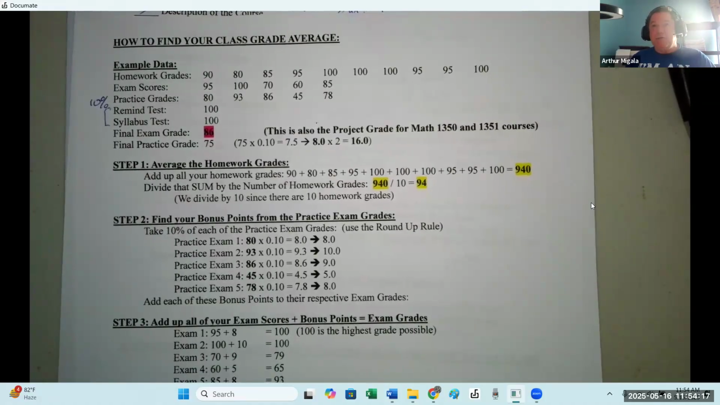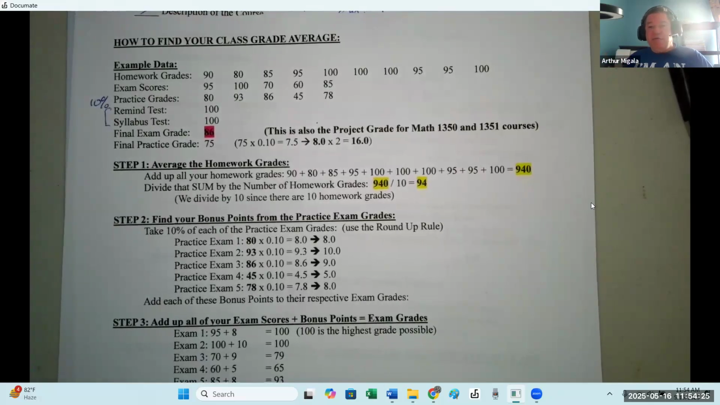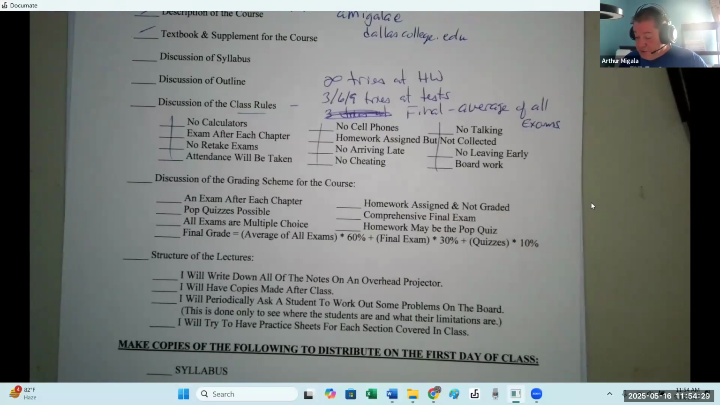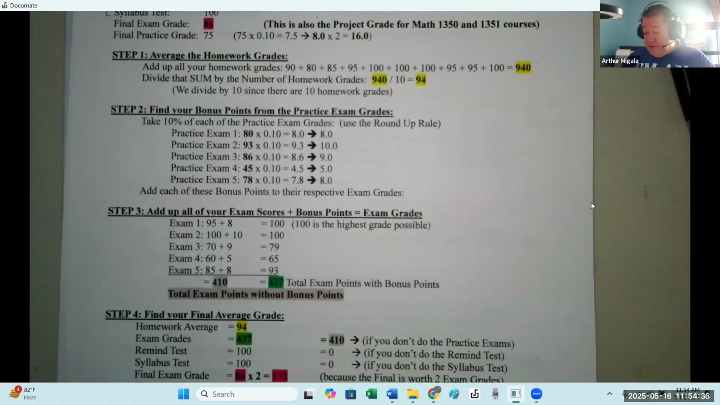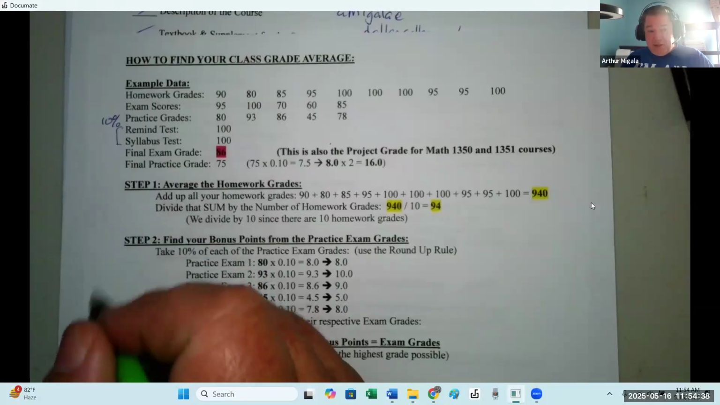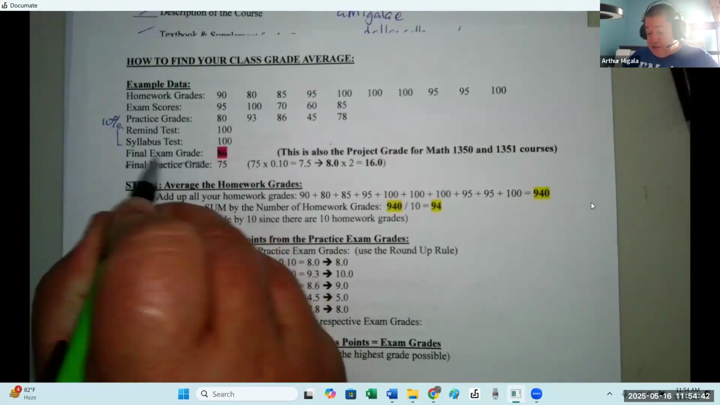Yes, I realized also that it says that there are 5 chapter exams, but because of the condensedness of the course, we got rid of chapter 9. So we only have 4 exams in this course. Right. So that's about the syllabus and remind test. And again, final exam, we don't have a practice exam since it's the average.